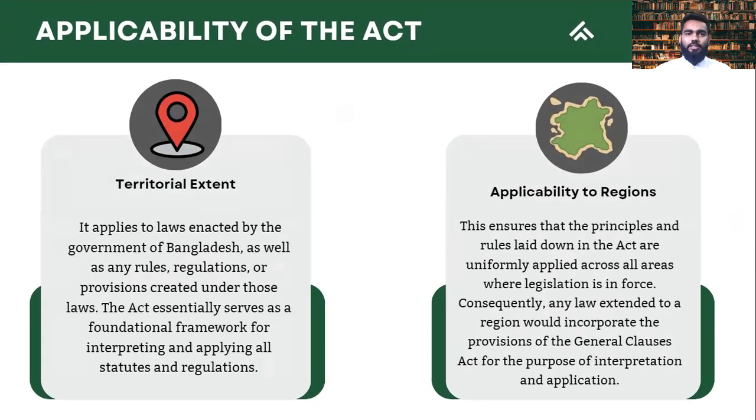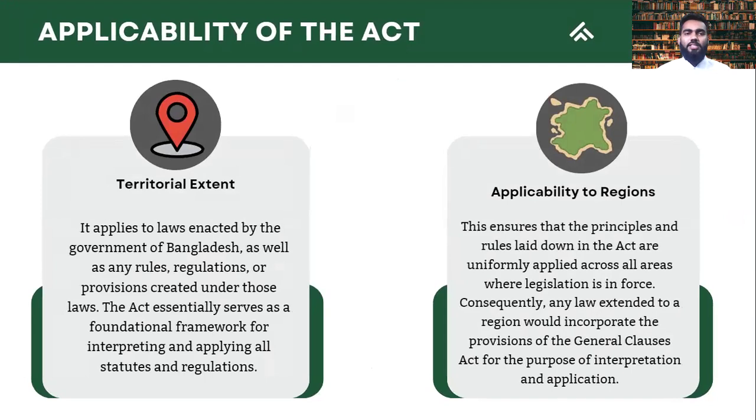Applicability of the Act. It is divided into two categories: territorial extent and application to the region. It means the General Clauses Act of 1897 has been applied all over Bangladesh, along with all the rules and regulations that have emerged. This ensures that the principles and rules laid down in the Act are uniformly applied across the whole country of Bangladesh and to legislation enforced in Bangladesh.